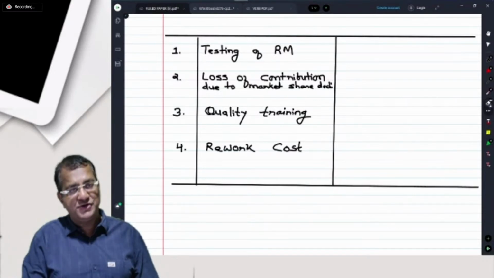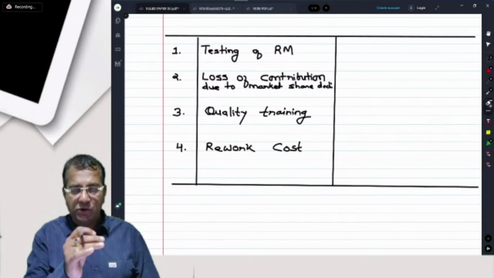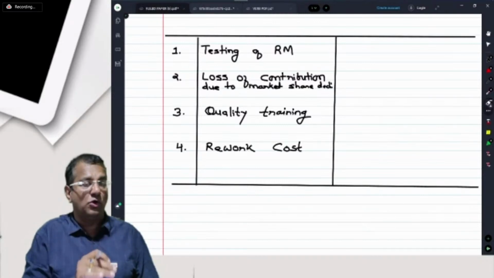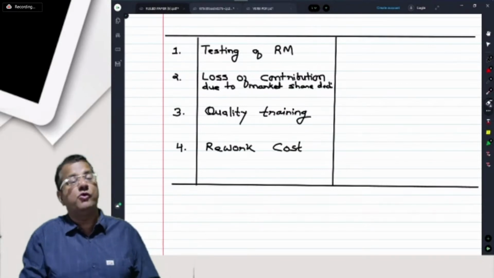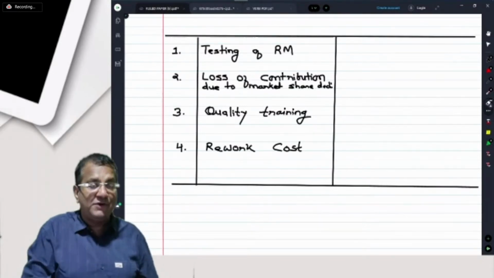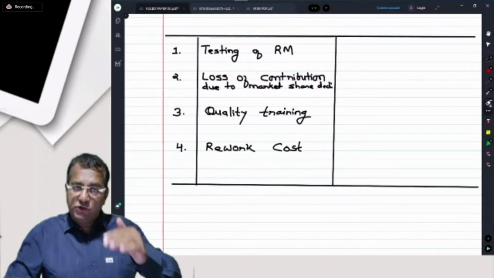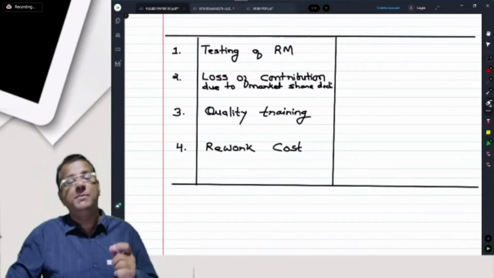the coming examination, so that you can work on your thought process, where we went wrong, why we have given testing of raw material as, suppose, prevention cost. It's not a prevention cost, it's an appraisal cost. So the thought process will definitely be built up, beta.